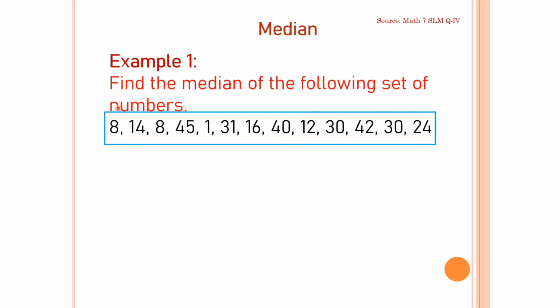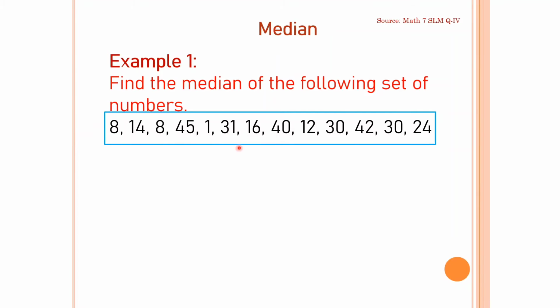When we say ascending order, it means the values are arranged from lowest to highest. And when we say descending order, it means that the values are arranged from highest to lowest. Now let us take this example. Find the median of the following set of numbers.